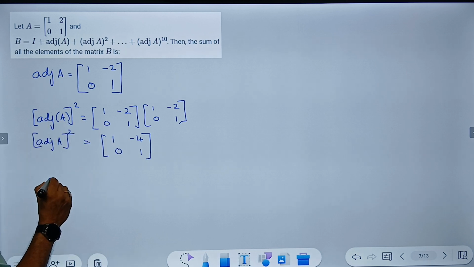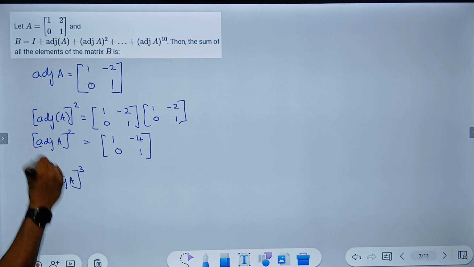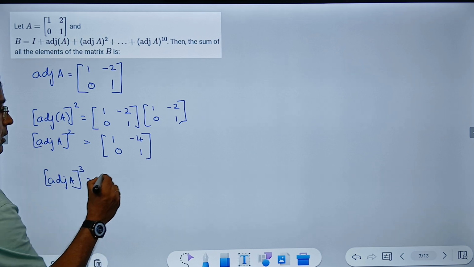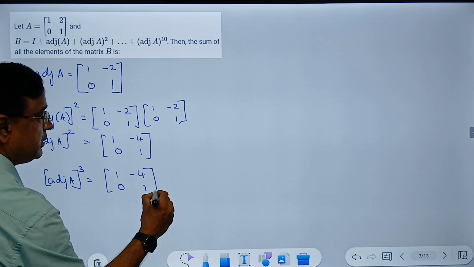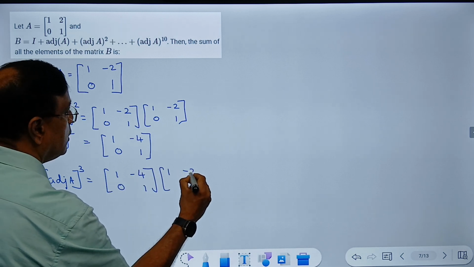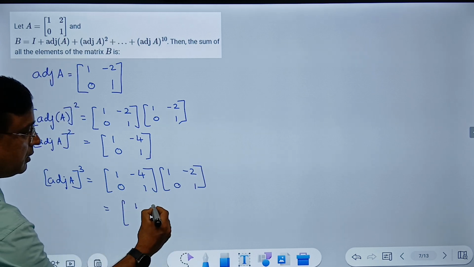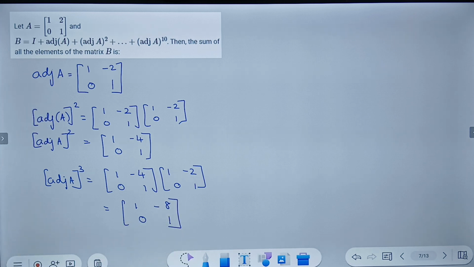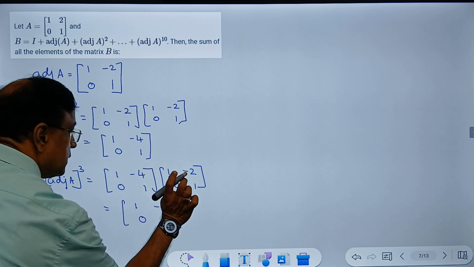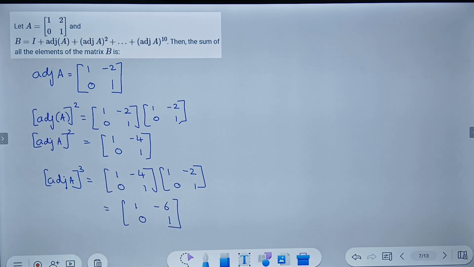Now let us also try to find out what adjoint of A whole cube is. I'll take adjoint of A whole square and multiply it with adjoint of A. So what are you expecting? I think you get 1, minus 8, 0 and 1. Correct? 1, minus 6 I think, okay? Because it is minus 2, minus 4 is minus 6.